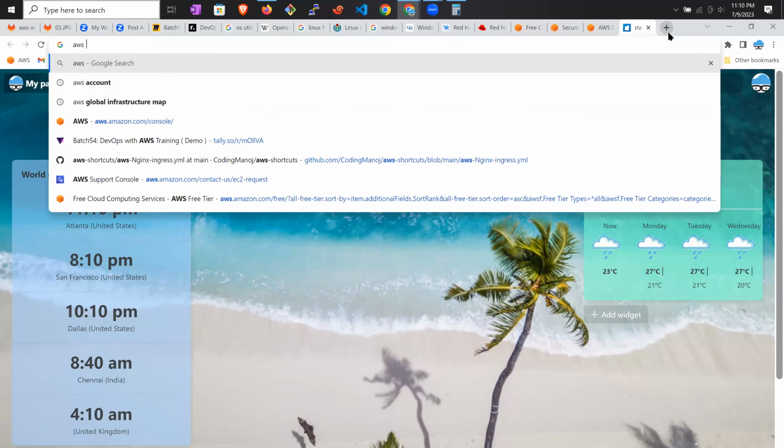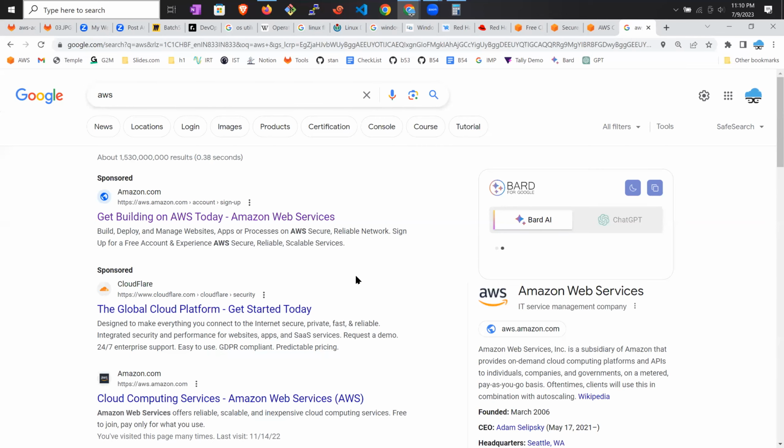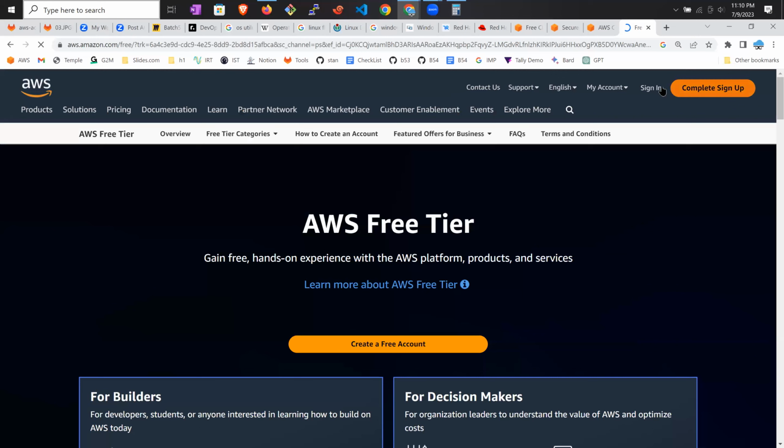Now, if you want to access your AWS account, once you get this email, all you need to do is just type AWS. Okay, click on the first link or any link. And I want you guys to check whether you're able to access the account or not. On the top right, we have an option called sign in. Okay, please click on the sign in button. Okay, now it asks you to enter your username, which is nothing but your email. Okay, click on sign in.